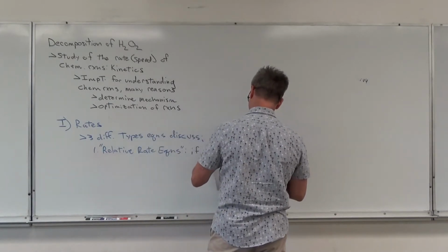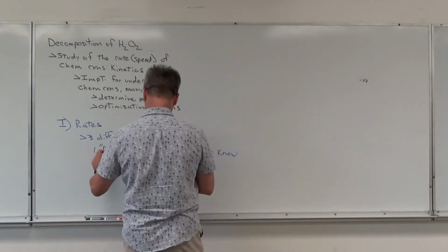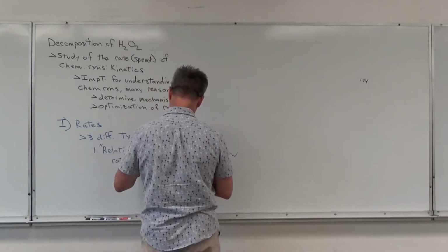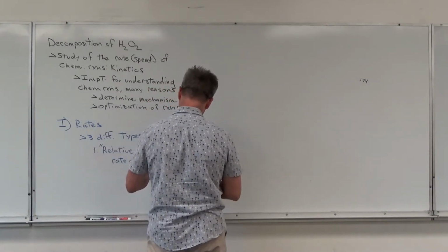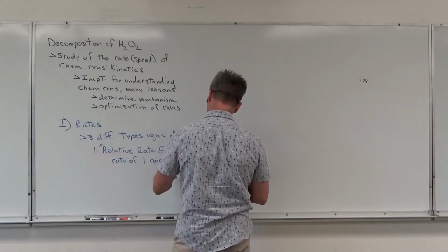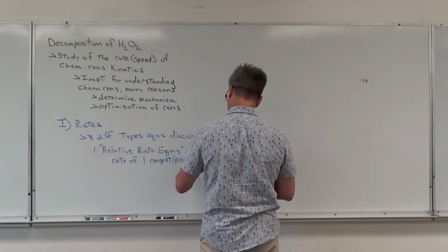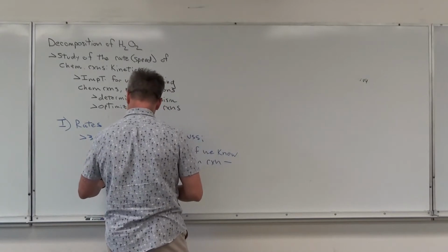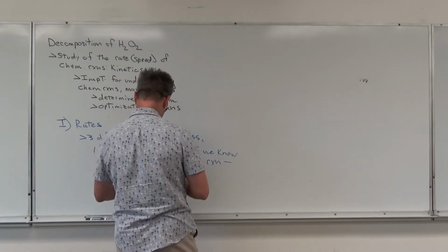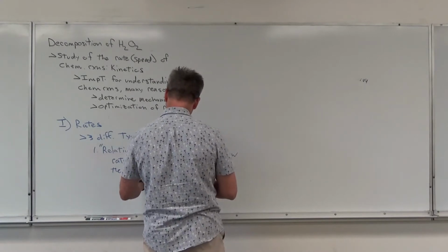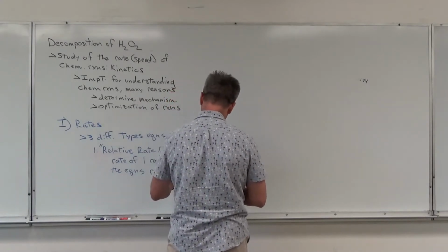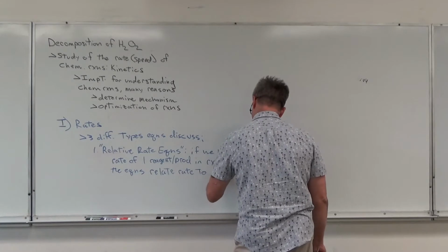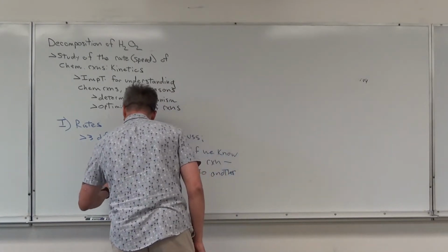If we know the rate of one reagent or one product in a reaction, these equations relate the rate to another reagent or product.